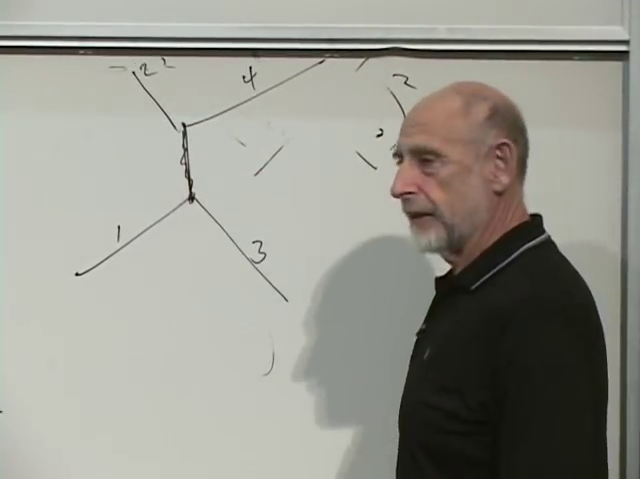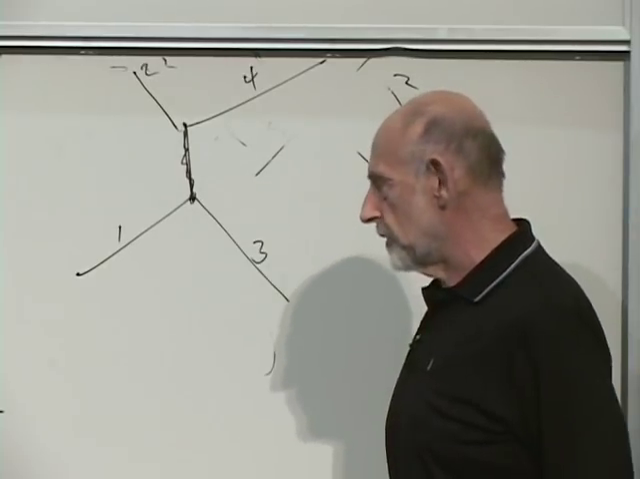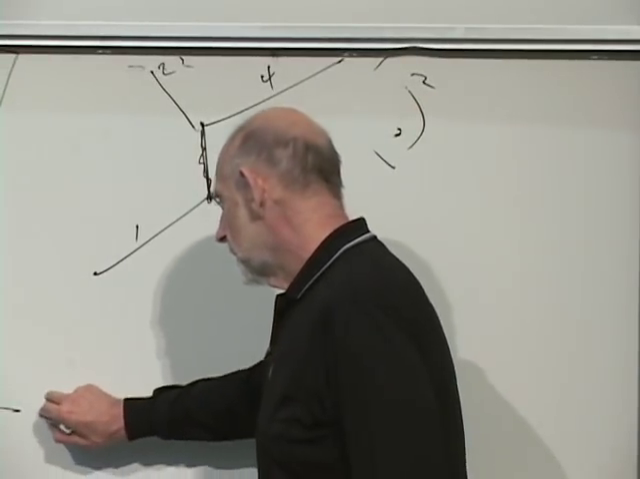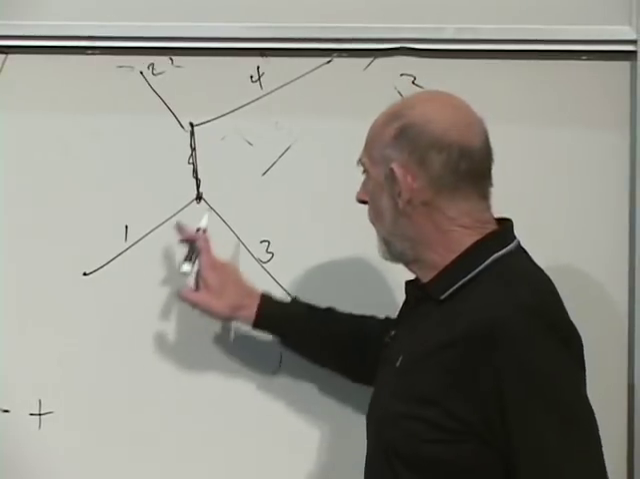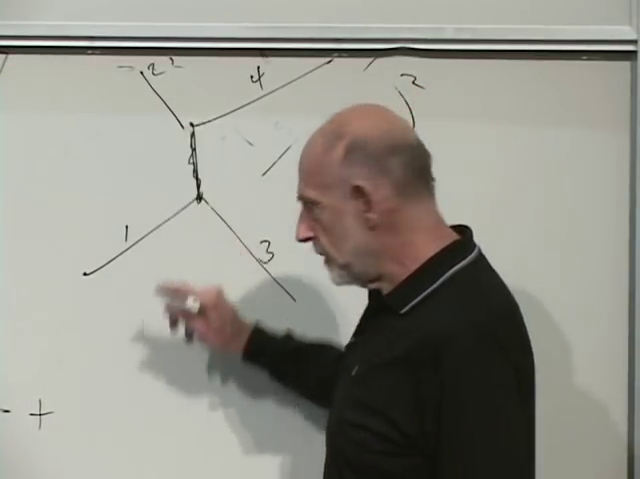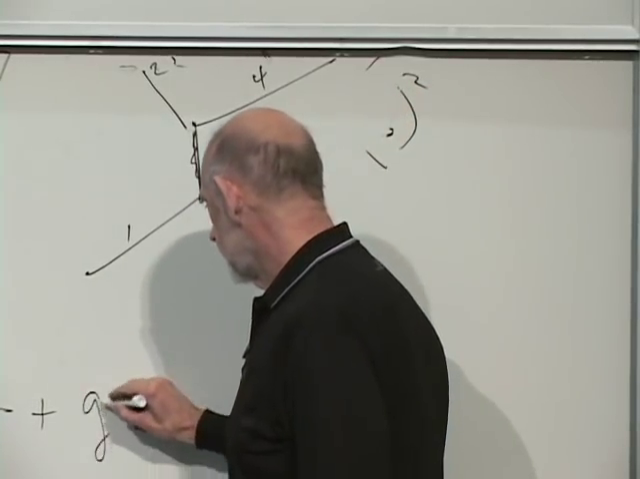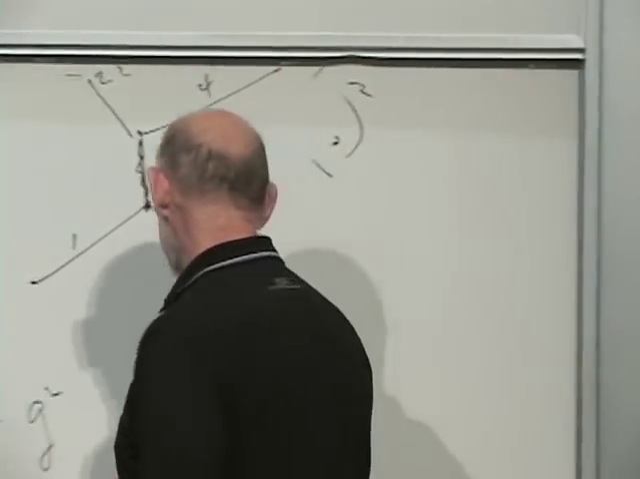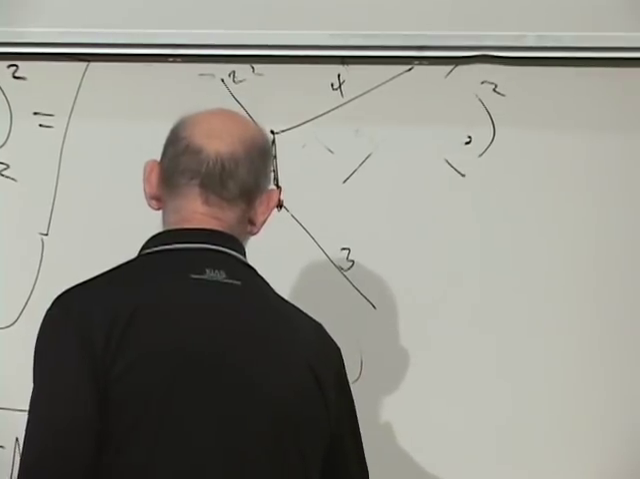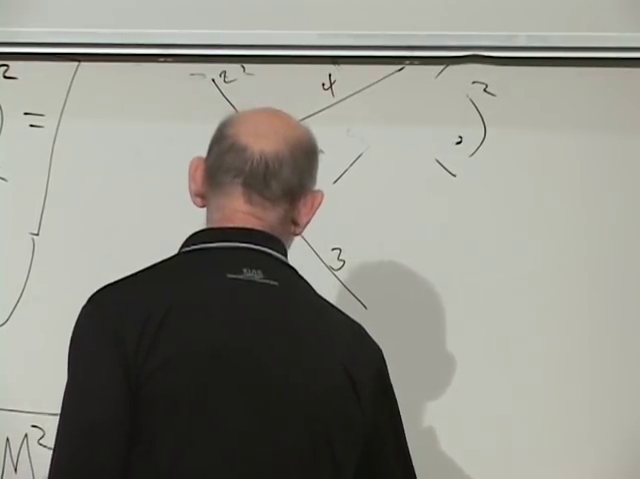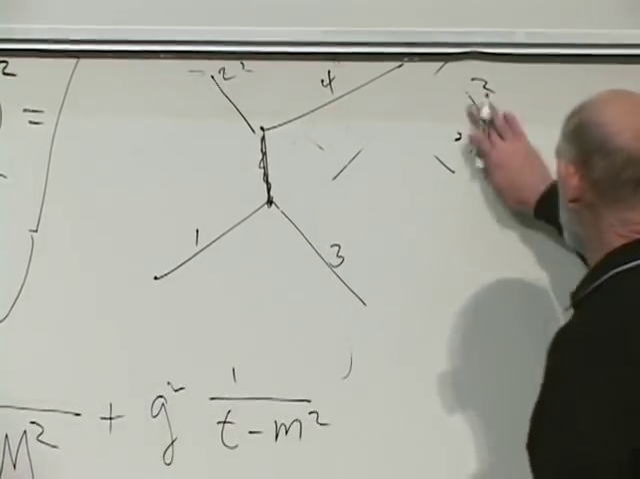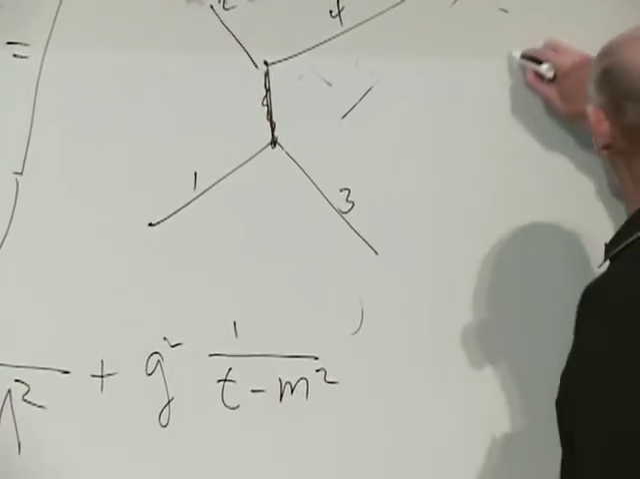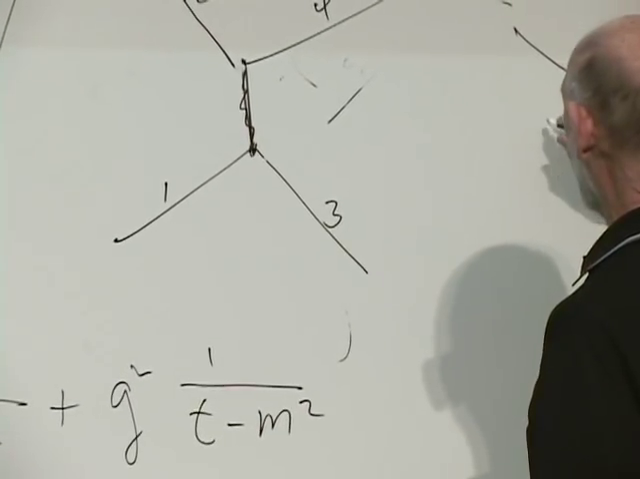What would you guess the amplitude for this process is? It's going to have g squared again. The g's are the vertices. What else? Exactly. 1 over t minus m squared. Now, you can imagine a third process, which would be 1 over u minus m squared, and it would look like this.